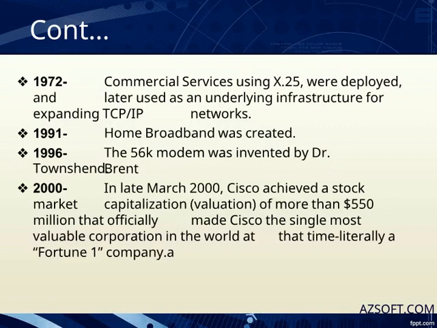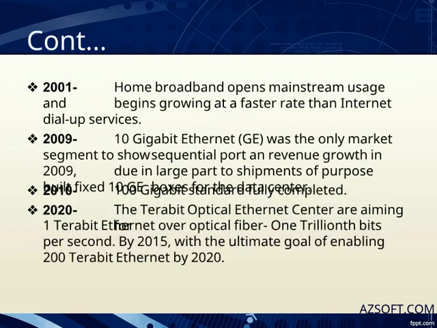1981, home broadband creation. 1996, the 56K modem was invented. Late 2000, Cisco achieved a stock market capitalization valuation of more than $550 million that officially made Cisco the single most valuable corporation in the world at that time, literally a Fortune 1 company. 2001, home broadband opens mainstream usage and begins growing at a faster rate than internet dial-up services.